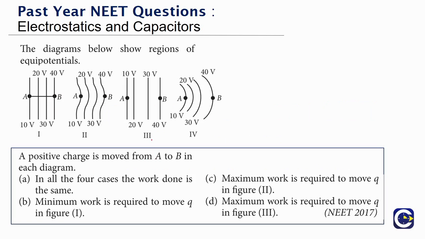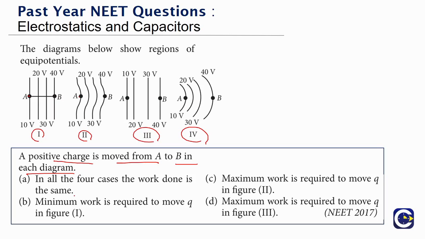The diagrams below show regions of equipotentials. Means they are representing what, if you consider them to be like surfaces? They are representing equipotential surfaces. A positive charge is moved from A to B in each diagram. So in each of these diagrams, diagram 1, 2, 3, 4, we are moving a positive charge from A to B. In each of the cases, we are moving a positive charge from A to B.